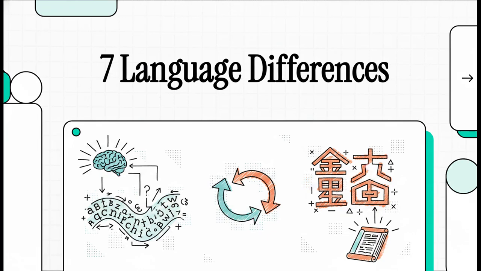If you've ever wondered why translating between English and Chinese is so much more complicated than just swapping out vocabulary, well, you are in exactly the right place. In this explainer, we're decoding the profound structural, cognitive, and philosophical mechanics that separate these two global giants.